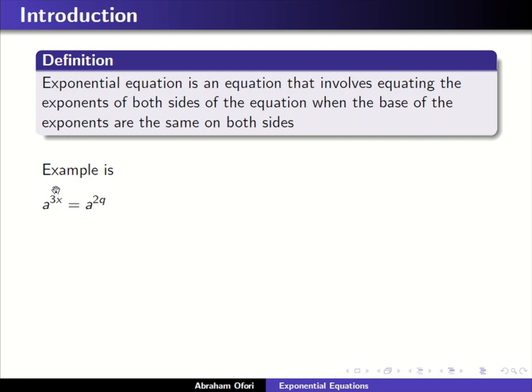Before I can equate this power to this power, I need to make sure that this is single here, that's a to the power something, nothing attached to it, and this is also a to the power something. Everything should be single before you can equate the exponents. So this implies that 3x equals 2q. It means that if I have a to the power 3x equals a to the power 2q, then I can equate the powers.